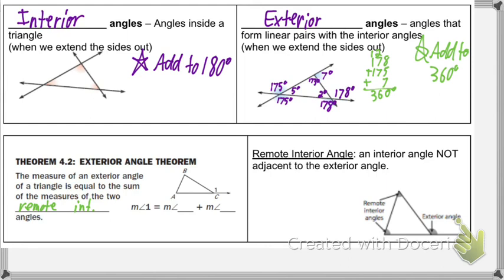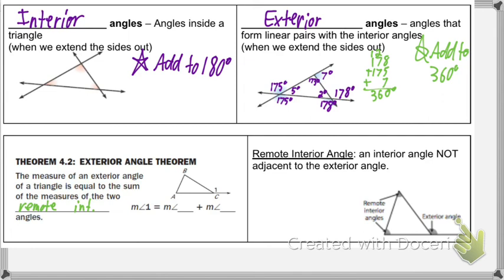So the remote part makes sense. That is away. So is this angle next to or not next to this exterior angle? It's not next to, because next to is right here. Does it make sense that this angle is next to this angle? Does it make sense that this angle is not next to this angle? Well, these angles, are they literally touching? Are these angles touching? They're not next to each other. Are these angles touching? They're not next to each other. So that means they're remote if they're not next to each other. And these are remote if they're not next to each other.